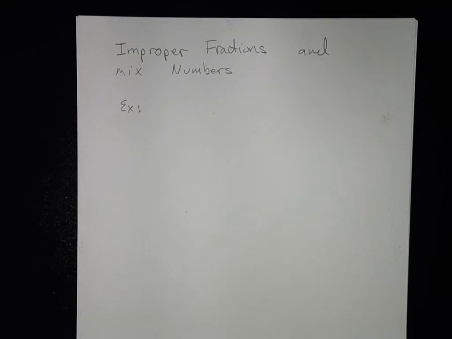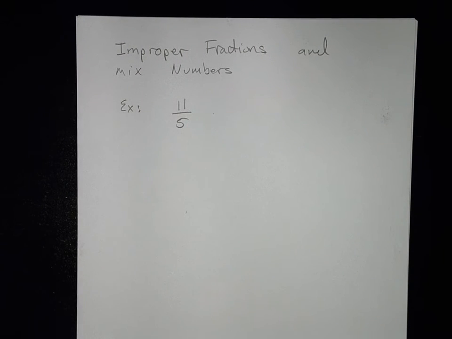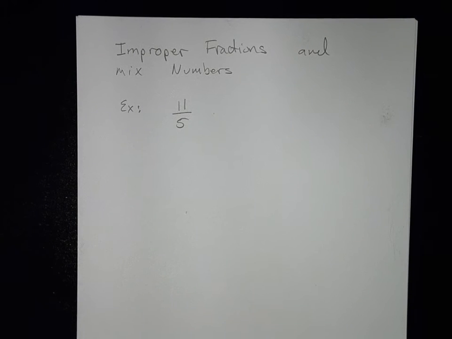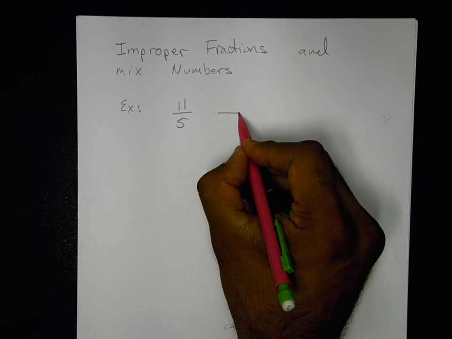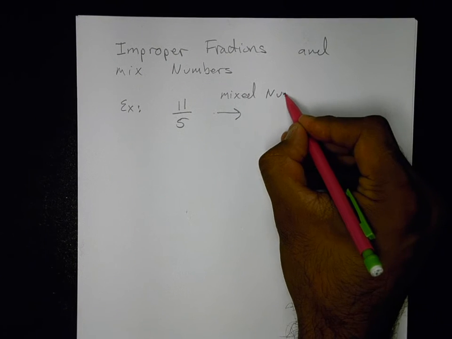Looking at improper fractions and mixed numbers and converting between the two. So this is an improper fraction when the numerator is larger than the denominator, if the top number is bigger than the bottom number. This is 11/5, and what we may want to do is turn that into a mixed number, and vice versa. So we're going to go and do that.